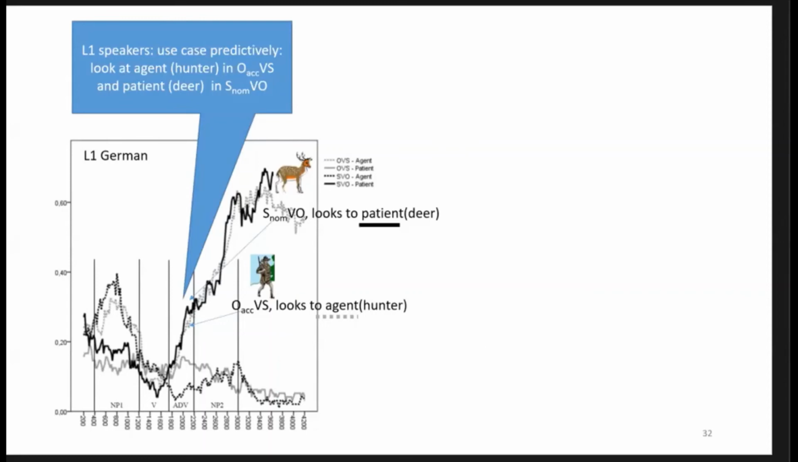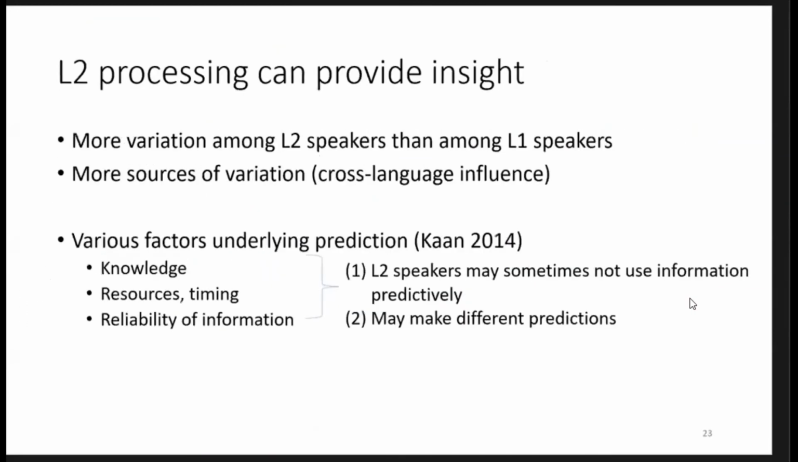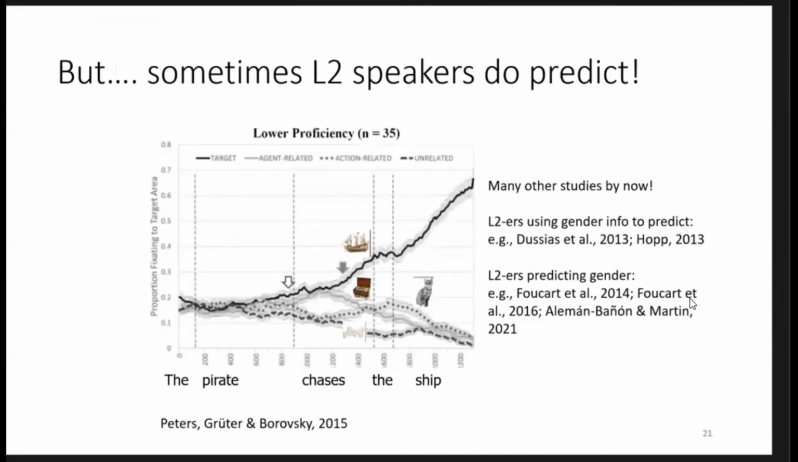You also see that for L2 speakers, right at the beginning here. So even the L2 speakers activate. So this is the pirate chases the ship. They activate the agent here, the cat, which is related to chase. And that's something that, of course, needs to be modeled as well. Yeah, I think this is really interesting evidence. And there are differences here as a function of proficiency, right? Right. Yeah. And cognitive control.